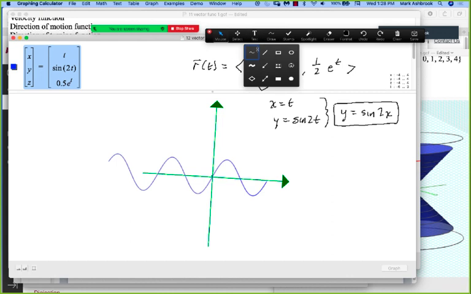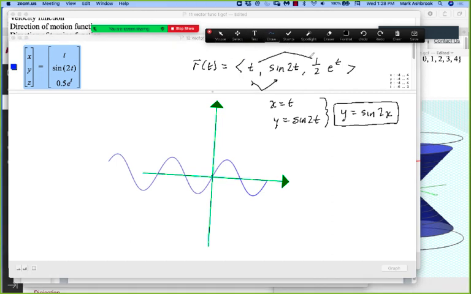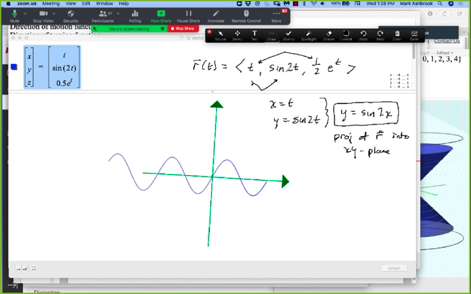All right, we do the same thing with, so this is the projection of r into the xy plane. When you project the three-dimensional space curve into the xy plane, you get this curve, and we show that algebraically as well. Okay, so what about into the xz plane?